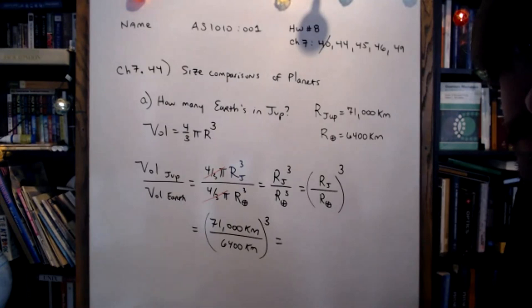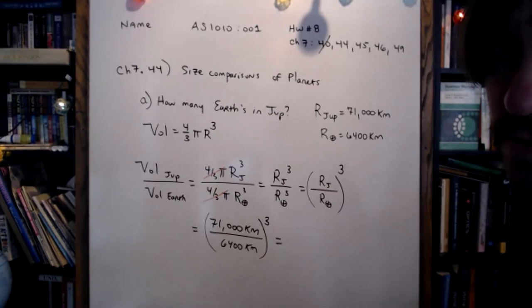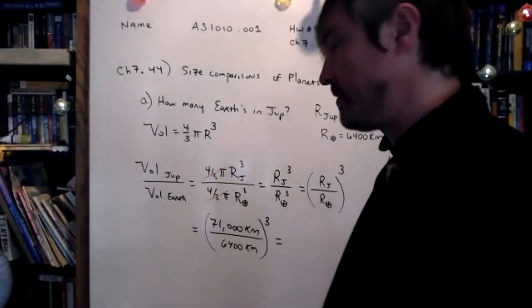1,365.3. Two sig figs, buddy. Don't get crazy on me here. Oh, okay. So 1.3 times. I'm not asking for scientific notation. I'm asking for rounding. Okay. So, two sig figs. All right. So 1,400. Thank you. 1,400 Earths will fit into Jupiter.